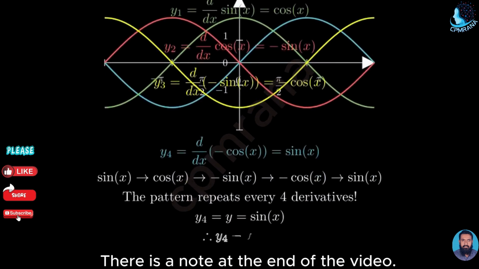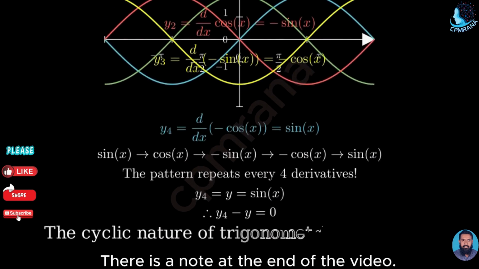Therefore, since y sub 4 equals sine of x, which is our original function y, we can conclude that y sub 4 minus y equals 0. This is a remarkable property of the sine function. This pattern shows us the cyclic nature of trigonometric functions and their derivatives, which is one of their most important and useful properties in calculus and differential equations.